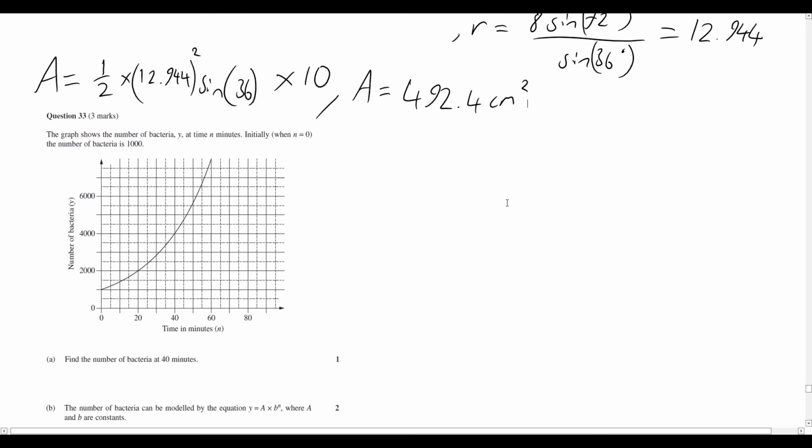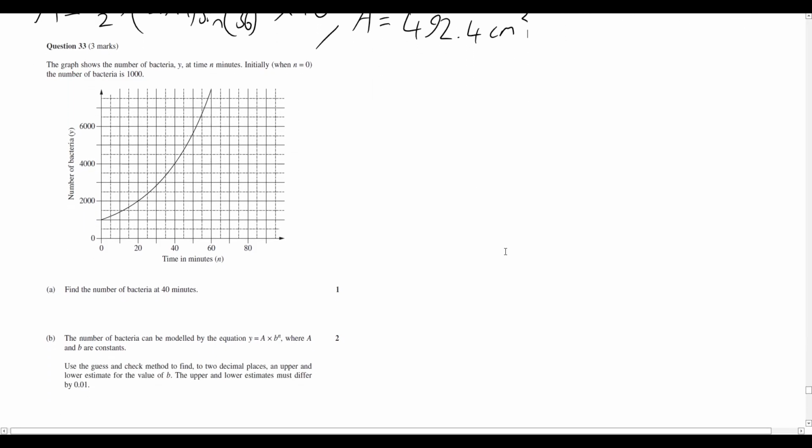Okay, question 33. The graph shows the number of bacteria y at time n minutes. Initially, when n equals 0, the number of bacteria is 1,000. So find the number of bacteria at 40 minutes. Okay, well, all we need to do here is, first of all, let's take a quick look at our graph. So when n is 40, well, we can see that we have 4,000 bacteria. Cool. That's our answer. So pretty straightforward there.